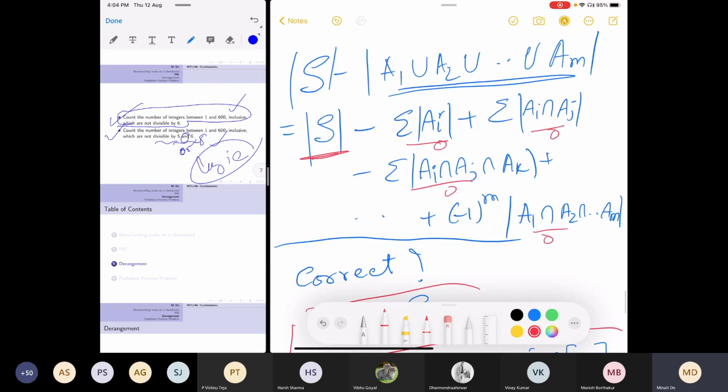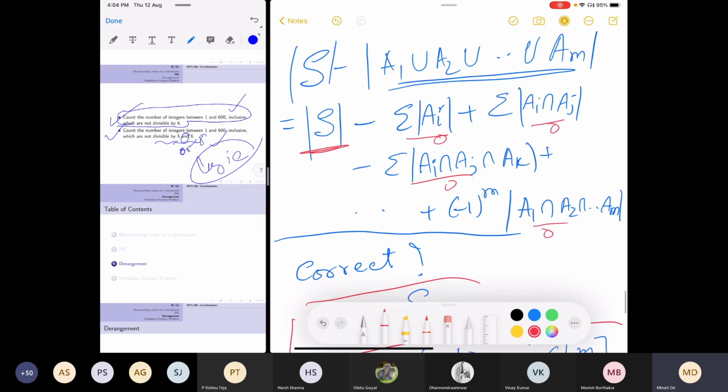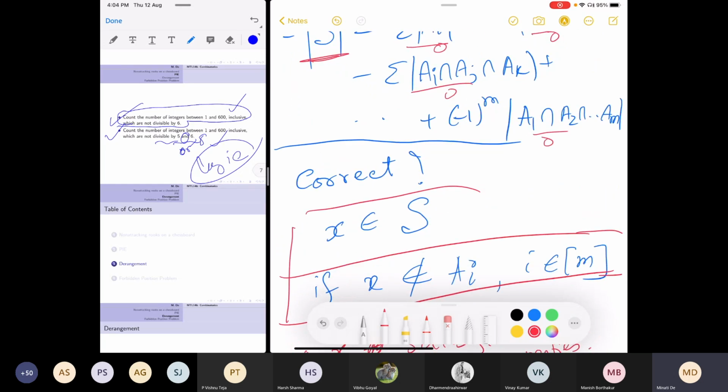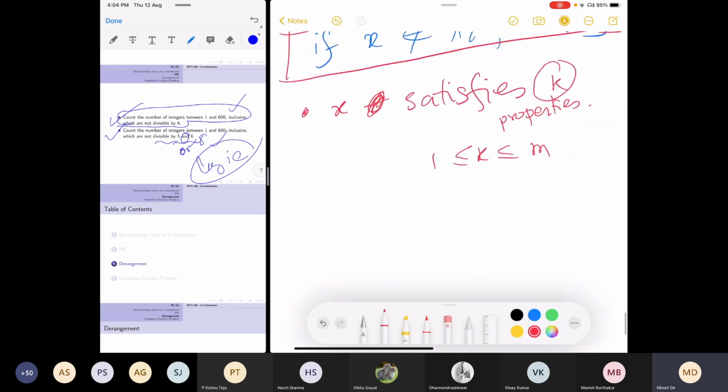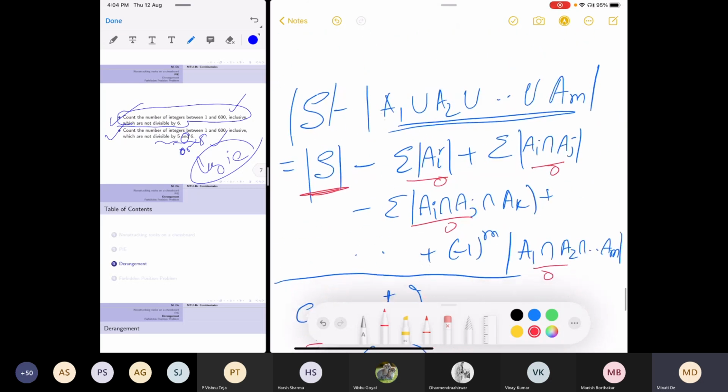This is one way to prove the principle of inclusion exclusion. Another way to prove it is by induction, which I am not going to prove, because this proof is much more interesting than the other one. Okay. So can you now show that if this is the case, then it is counted 0 times here?